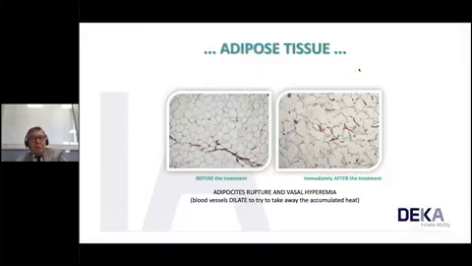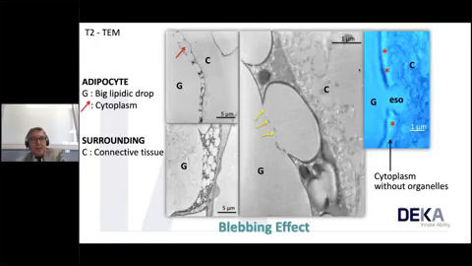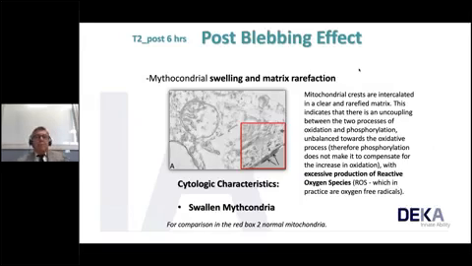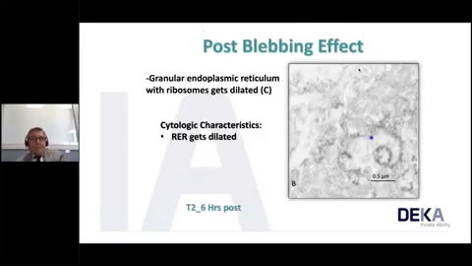You see the adipose tissue immediately after the treatment. We have adipocytes rupture and vasal hyperemia. Blood vessels dilate to try to take away the accumulated heat. Then we have the so-called exocytosis with the blebbing effect. And you see, compared to the normal mitochondria, they become swollen. And there is a matrix rarefaction. Even the granular endoplasmic reticulum ribosome gets dilated.